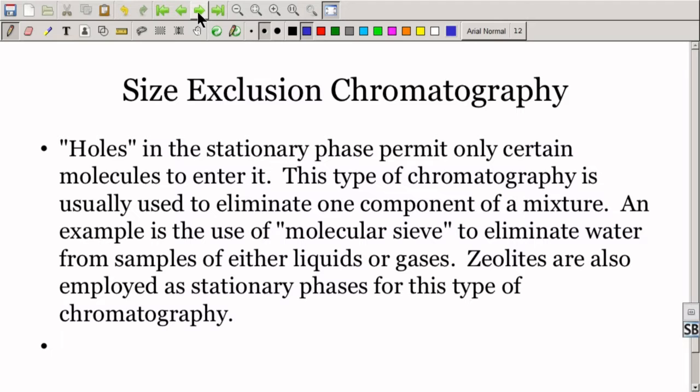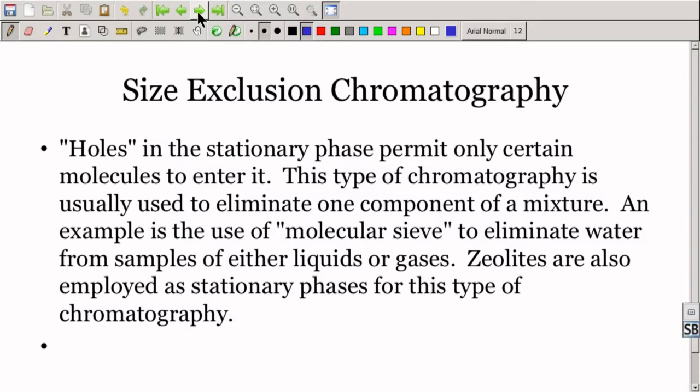We did have at one point the ability to do size exclusion chromatography. The idea behind size exclusion chromatography is that instead of your stationary phase being non-selective, you choose a stationary phase that has holes of a very specific size. And the idea is that the molecules that you're trying to separate out from your mixture have a similar size to the holes that appear in the stationary phase.